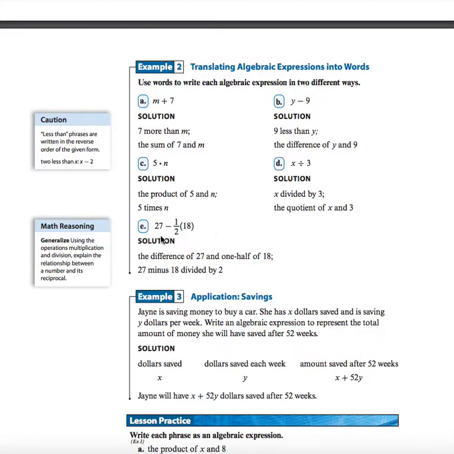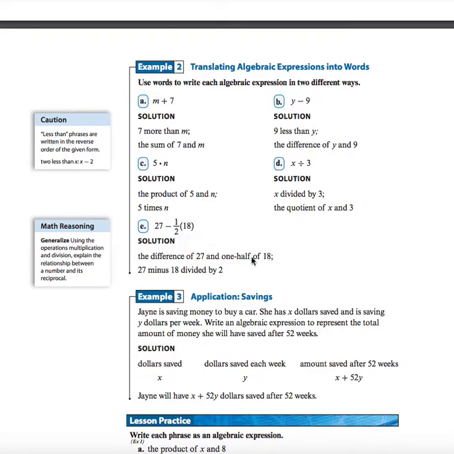Letter E, 27 minus 1/2 times 18. Here you've got two operations again. In this case, the order is a little bit different because normally you'd say, well, order of operations says we should do this multiplication first and then subtract. But because 27 is a positive number, and it's subtracting from the smaller number, we want to write it in this correct order from left to right. The difference of 27 and 1/2 of 18.